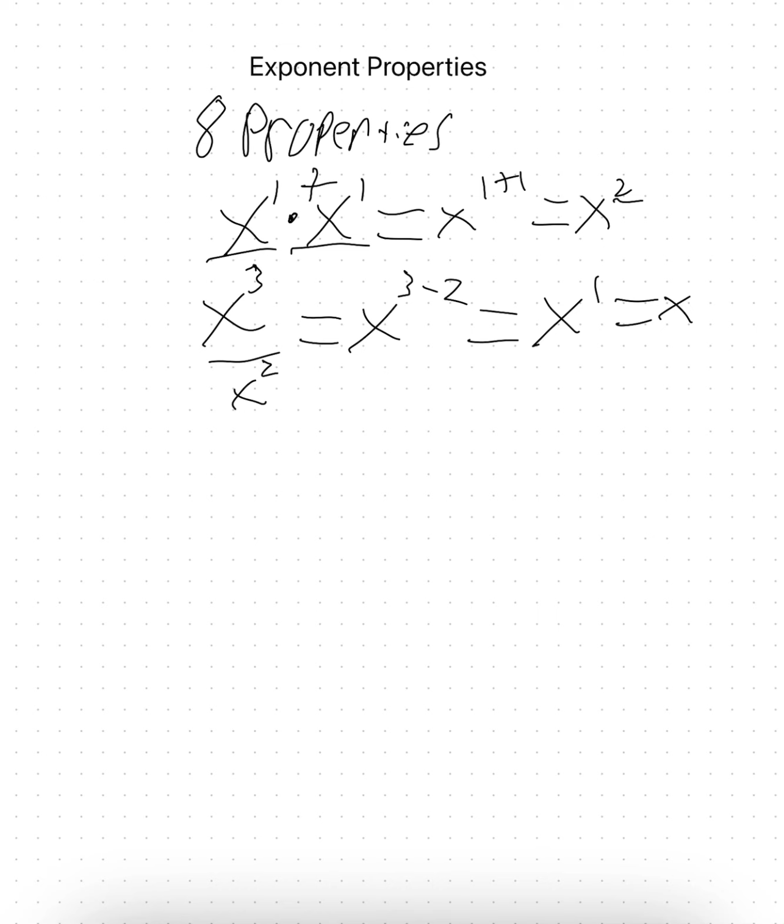And then there is the power property. You take x cubed, and then we raise that to the third power. That equals x to the 3 times 3 power, which equals x to the 9th. So when we have an exponent raised to an exponent in parentheses, we're going to multiply it, okay?